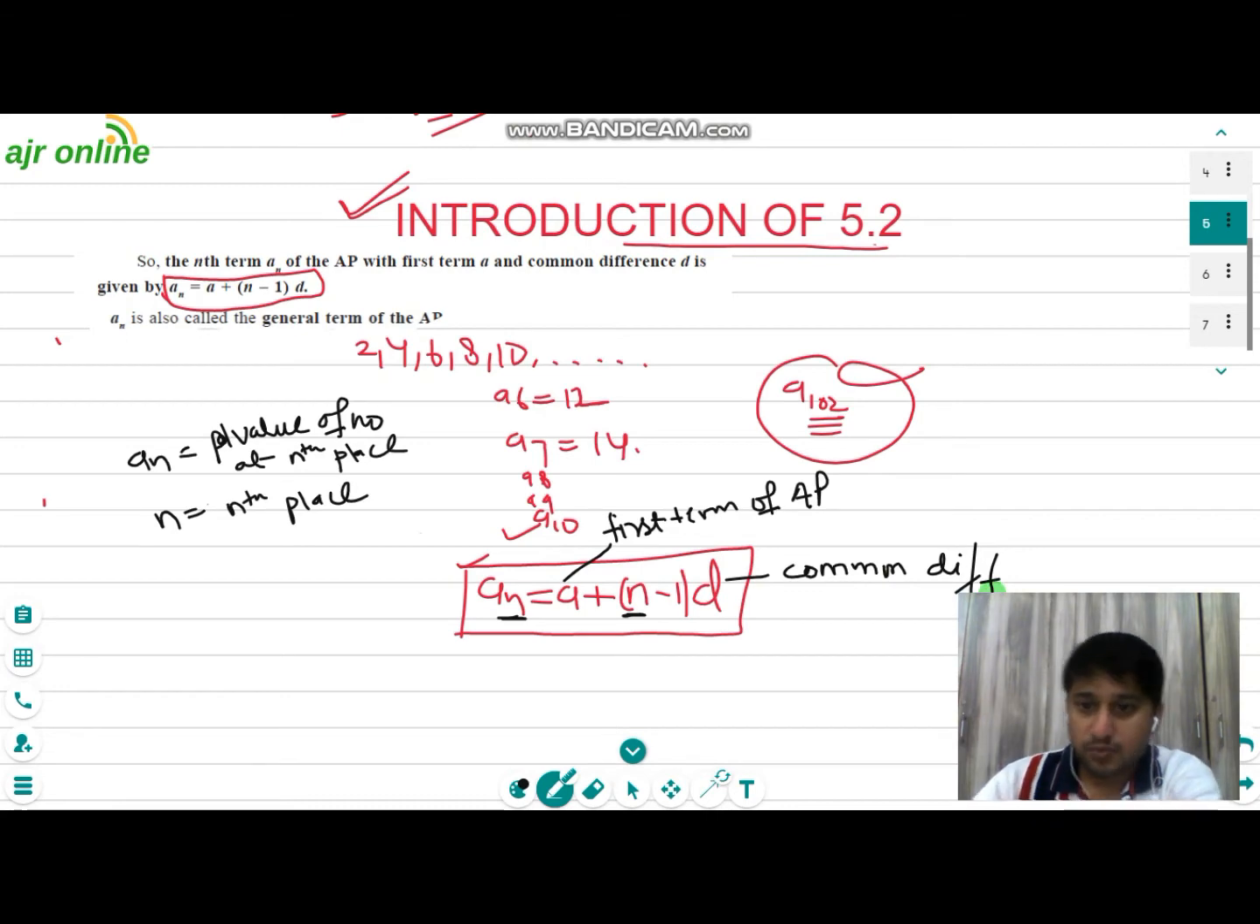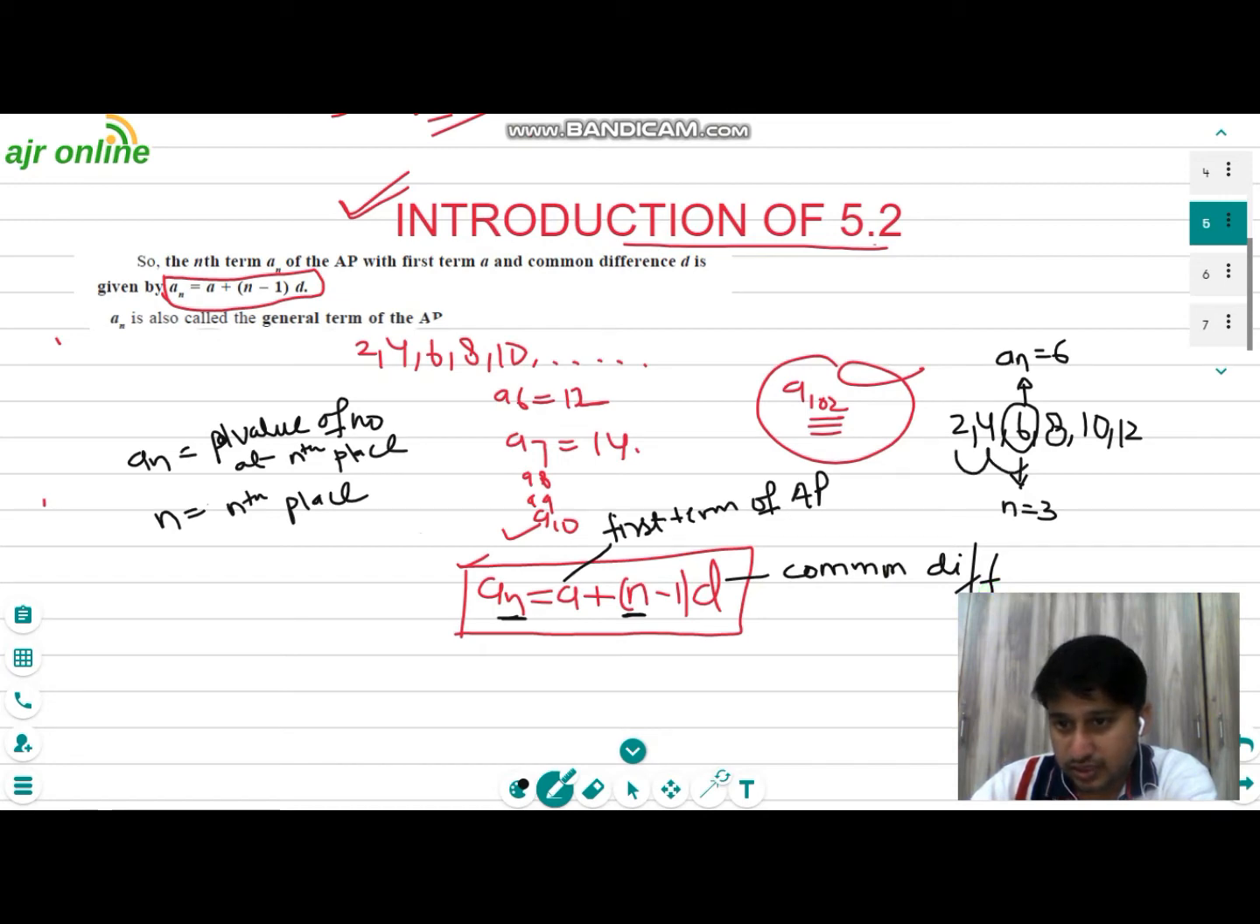Now let me give you an example. For example, if we write an AP 2, 4, 6, 8, 10, 12, then for 6 the an is equal to 6, and the n for this term is 3. n is the place at which this term is there. It is at the third place. And an is the value at that place.